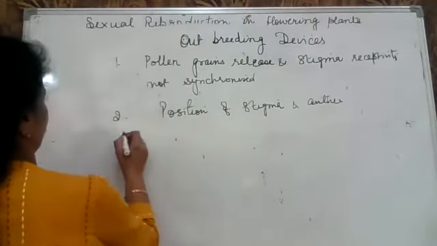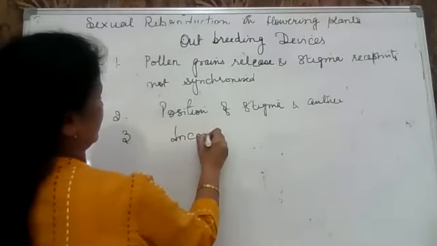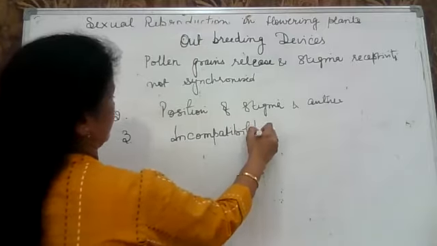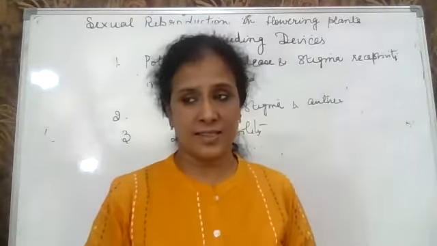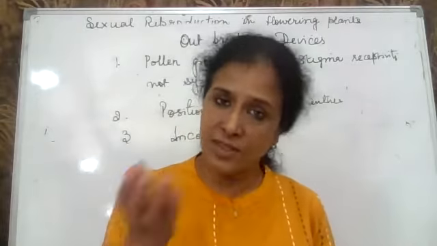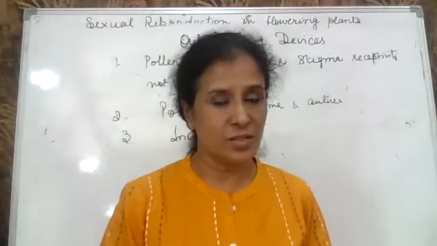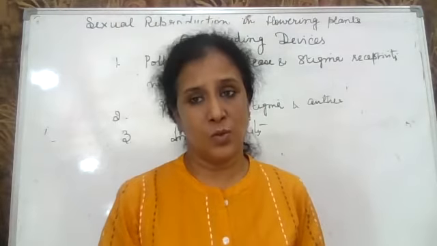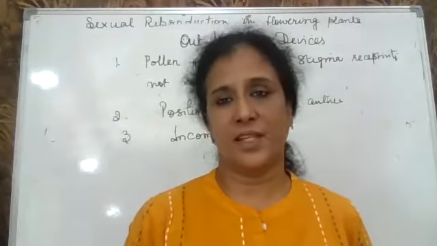Third one, incompatibility. Incompatibility means this is a genetic device. Even when the pollen grain falls on the stigma, it will not germinate. The inbuilt mechanism is such that only the pollen grain of some other flower of the same species will germinate.